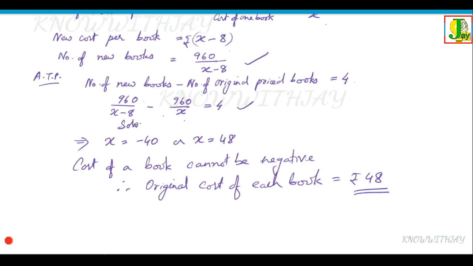So after solving this, we get x equals minus 40 or x equals 48. So the cost of each book originally priced: the cost of a book cannot be negative, hence discarding the negative value, we have x equals 48. So the original cost of each book is rupees 48.